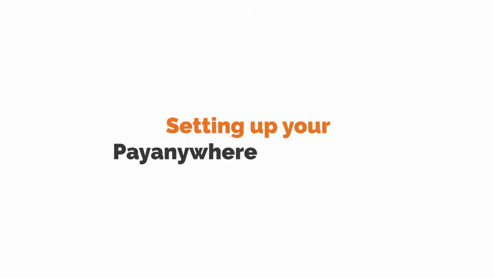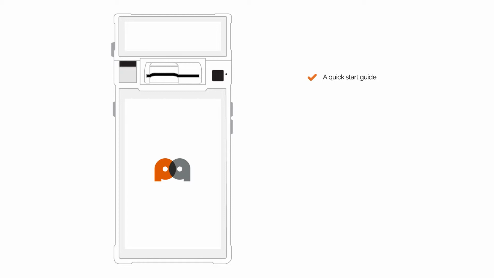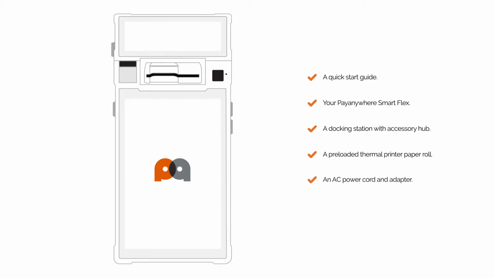Setting up your Payanywhere Smart Flex. Open your Payanywhere Smart Flex. Inside you'll find a quick start guide, your Payanywhere Smart Flex, a docking station with accessory hub, a preloaded thermal printer paper roll, an AC power cord and adapter.